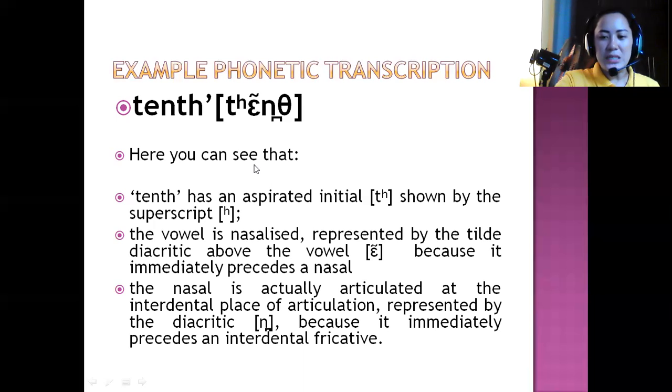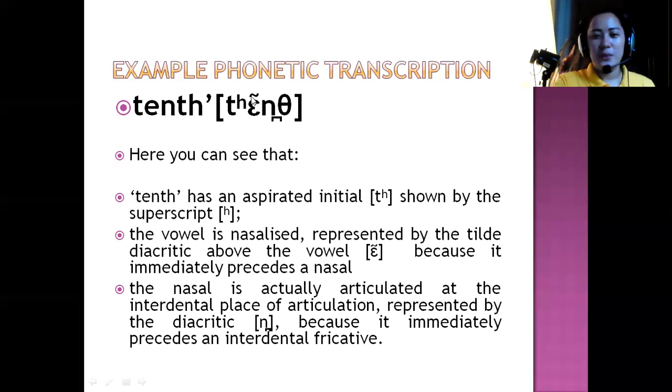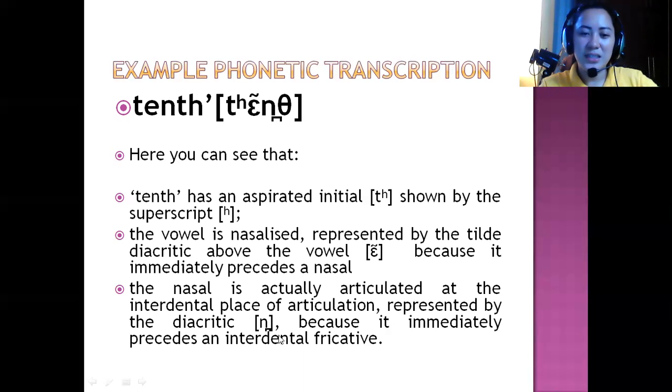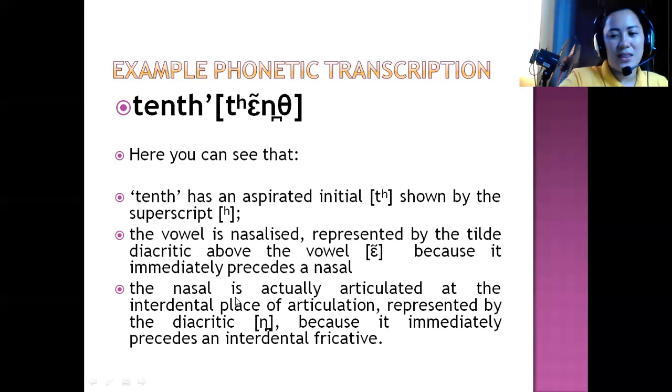Okay, what do you mean by precedes a nasal? It means it comes before a nasal. And where is our nasal here? It's the N. Okay, remember our place of articulation. So the nasal is actually articulated at the interdental place of articulation, represented by the diacritic N, this one, because it immediately precedes an interdental fricative, like tenth, tenth anniversary.